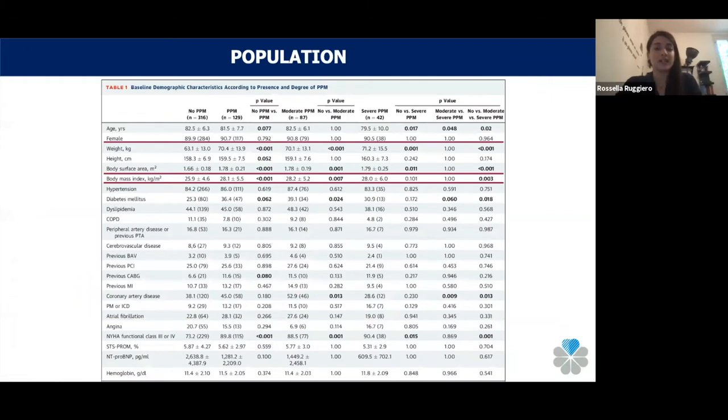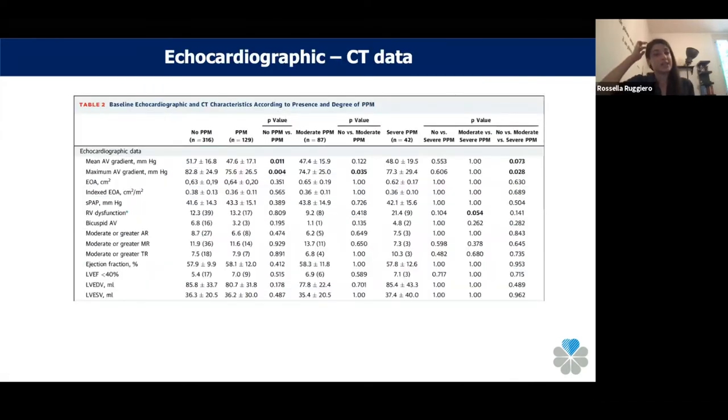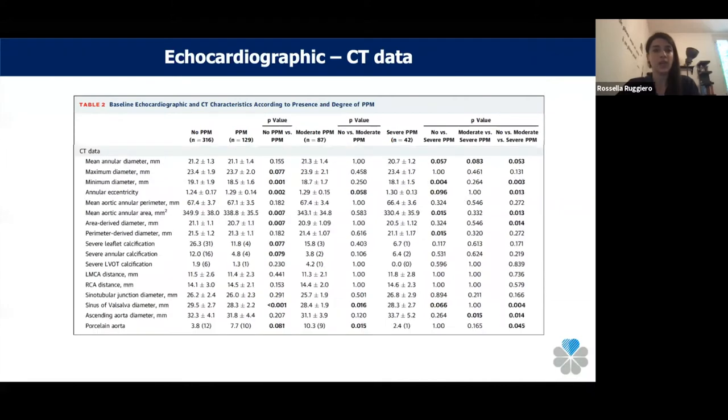So these are the characteristics of the population. As expected, the majority of the patients were female, and in patients who developed PPM, the body surface area and the body mass index were much higher, as expected. In this slide, you can see the echocardiographic data, which are more or less the same at the baseline in the two groups. And the echocardiographic CT scan data at baseline.